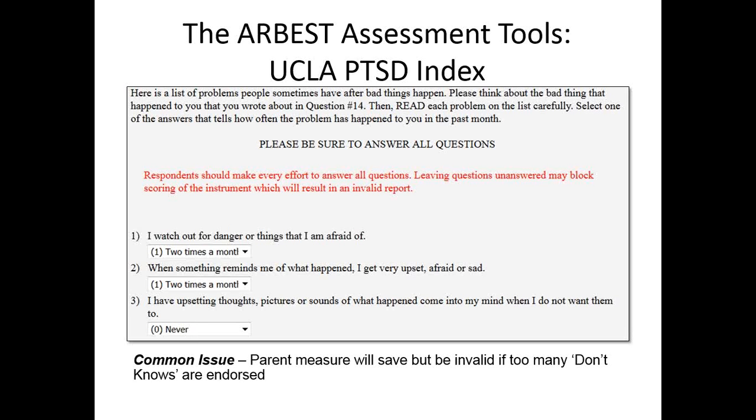But that can also provide you with valuable information. Even though you don't have a valid UCLA, mom or whoever, grandma, clearly has no idea what has happened to this kid, and that's maybe also something we need to work on, or you have to figure out. So just keep in mind, if mom or whoever the caregiver is answers too many don't knows, it's going to be saved as an invalid assessment.